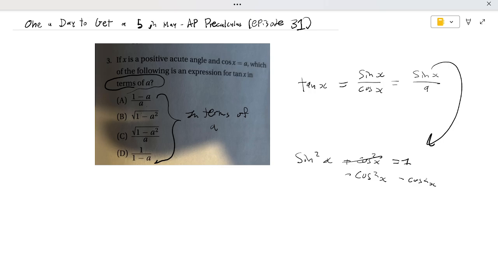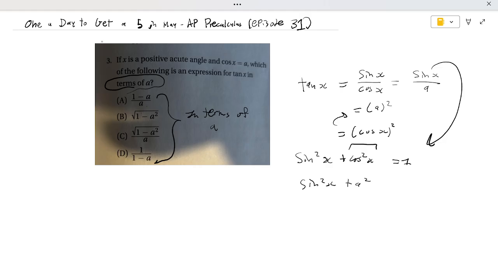Or actually, how about I just show you right now? So we have sine squared x plus cosine squared x. Cosine squared x, that's the same thing as cosine of x squared. And because a is equal to cosine of x, this is also equal to a squared. So what we have is that sine squared of x plus a squared is equal to 1. So we want to get sine x in terms of a. Subtract a squared from both sides. We get sine squared of x is equal to 1 minus a squared.